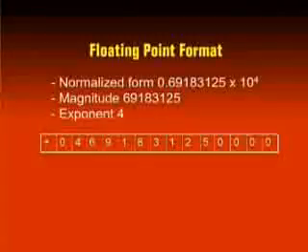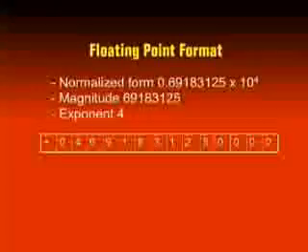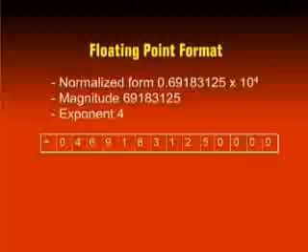Now, how do we represent this number using the 15-digit floating point decimal representation? Well, the most significant digit has the positive sign, indicating that this number is positive. The next 2 digits have the value 4, which represent the exponent. The last 12 digits have the number 691.83125. Remaining digits are set to 0.